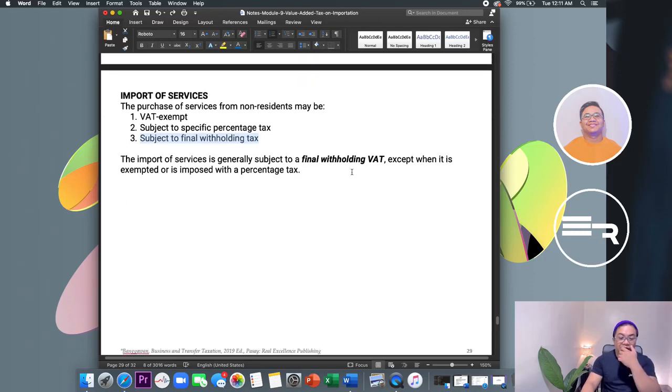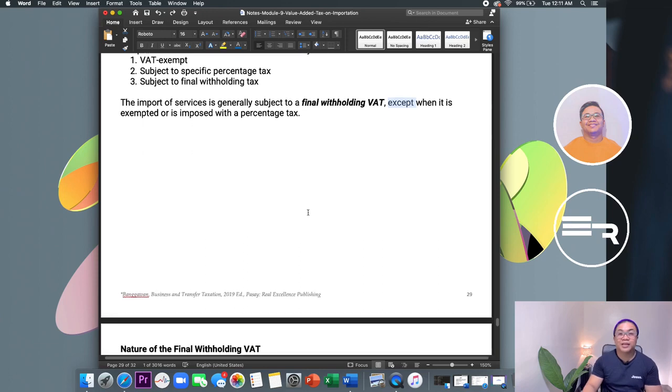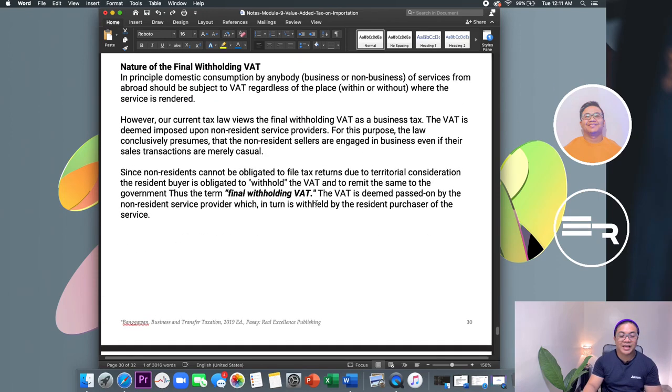Ayan. Import of services, ganun din. Subject generally sa final withholding VAT, except when it is exempted or is imposed with a percentage tax. Again, nature of final withholding VAT. Tandaan lang natin ito. Ayan. However, our current tax laws view the final withholding VAT as a business tax. Parang business tax pa rin siya. In final withholding VAT. Okay, the VAT is still imposed upon non-resident.